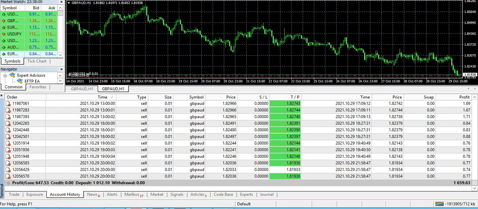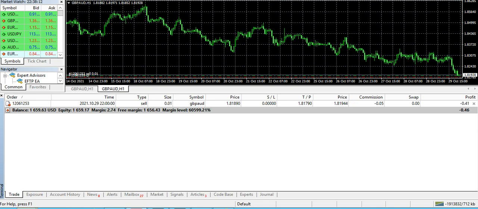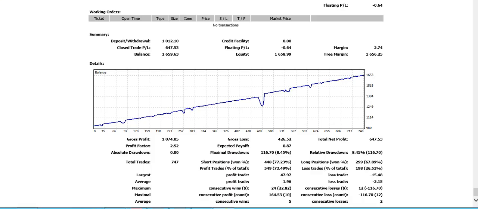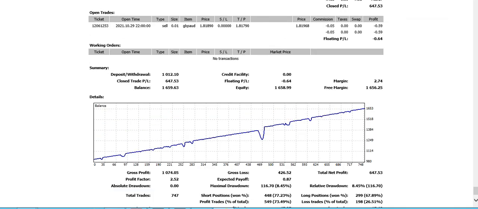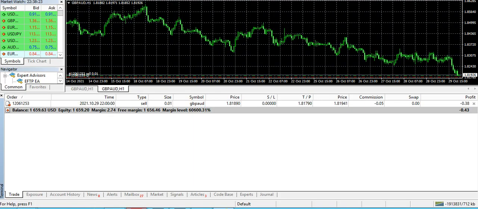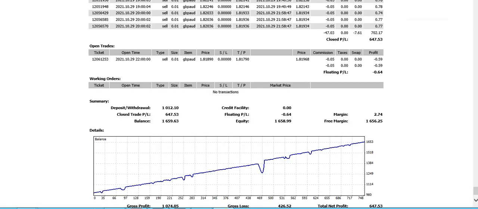Okay, so guys, we made a profit of 647.53 since the 13th of September, and I think that's pretty good. And only this trade is going on, and I have just created a report of this as well. You can see the same trade, floating PL 0.64. Okay, so it is not something that is coming down now. Okay, so this is the same thing.